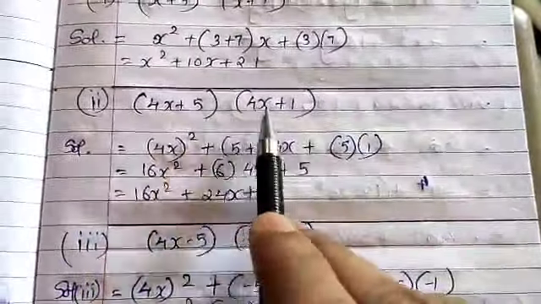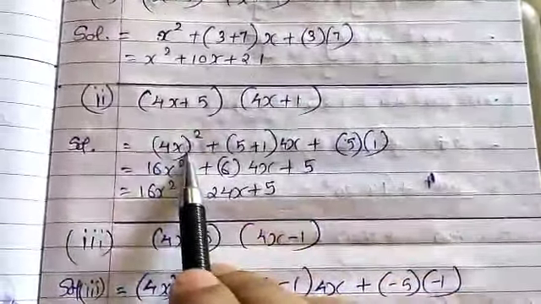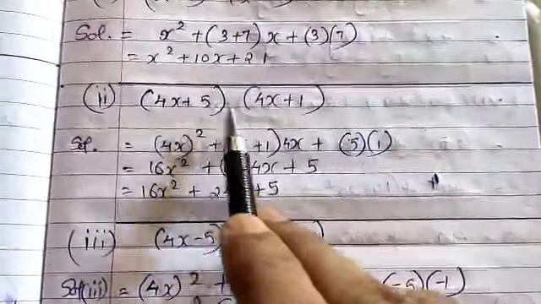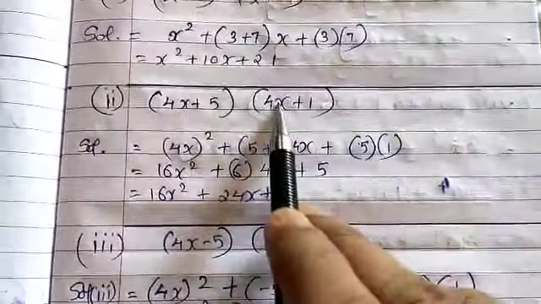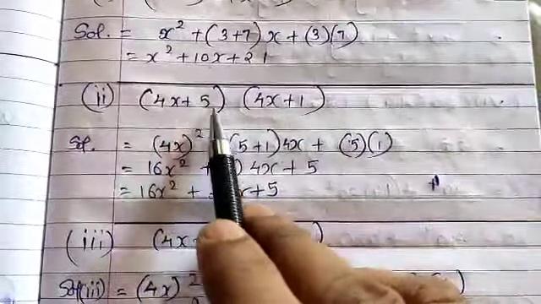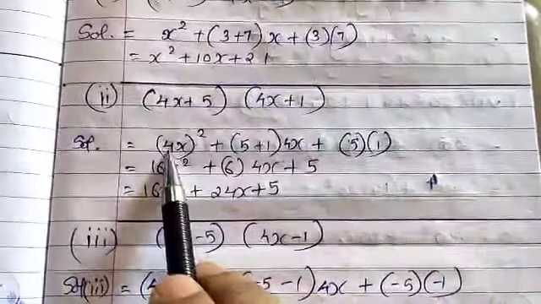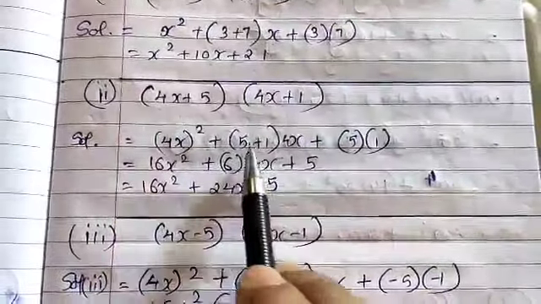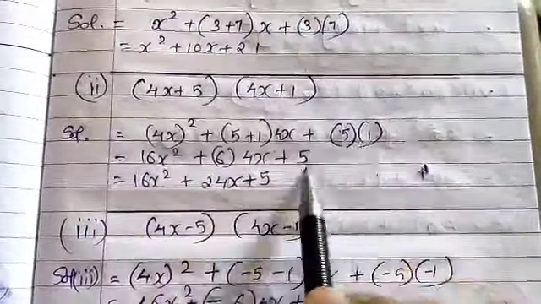(4x plus 5) into (4x plus 1). Here 4x is common, so make a square of it, (4x) square, plus what is uncommon, that is 5 and 1, make a sum of it, that is 5 plus 1, multiply with the common value, that is 4x, plus what is the uncommon value, that is 5 and 1, so make a multiple of it, that is 5 1s are 5. So (4x) square gives 16x square, 5 plus 1 is 6, 6 4s are 24x, and 5 1s are 5.